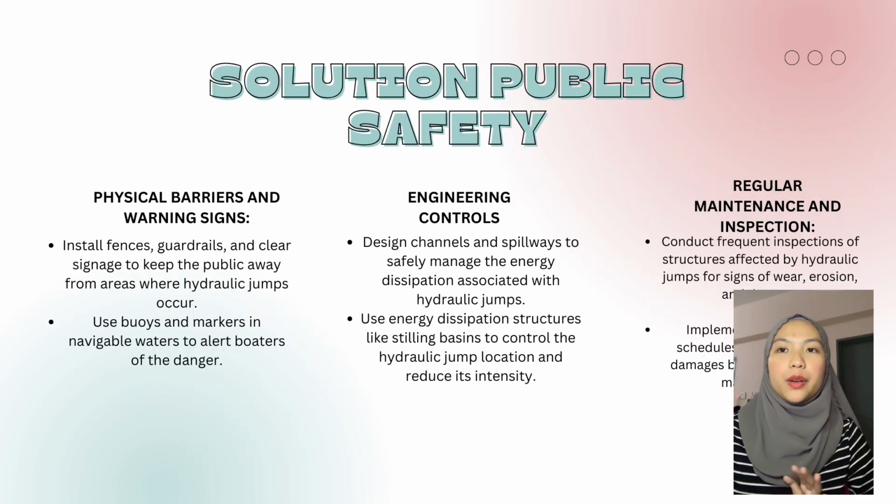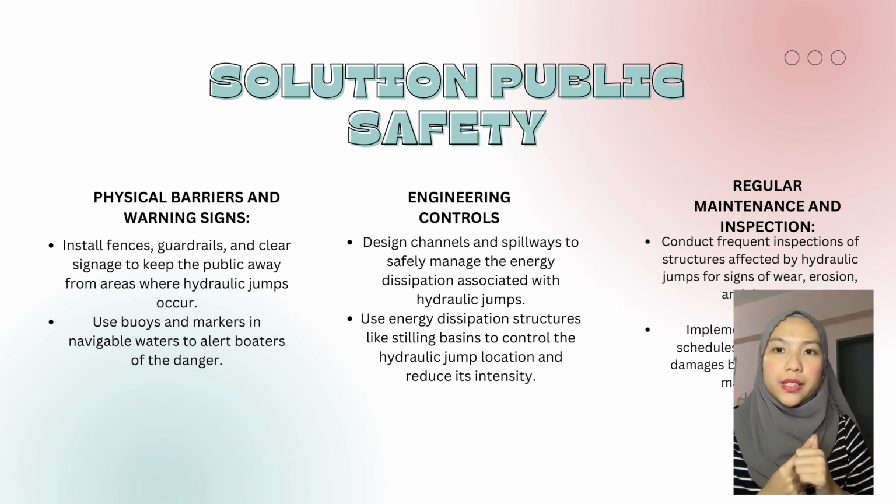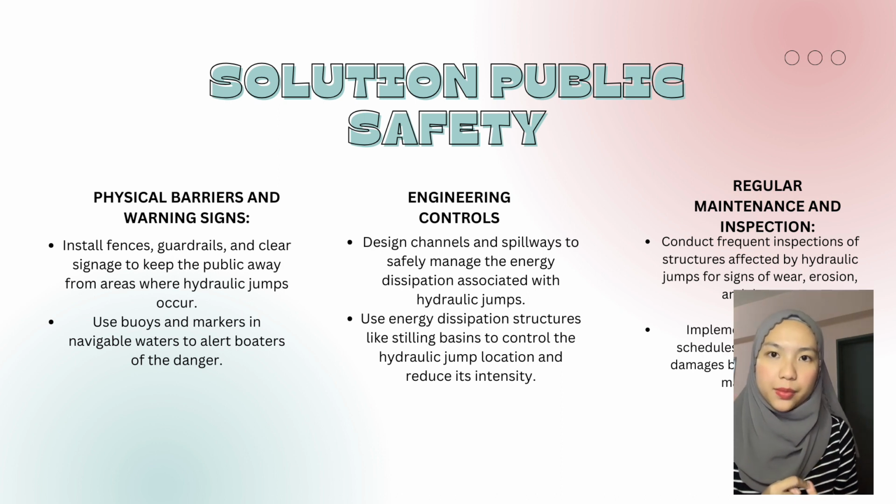So, how can we overcome this problem of hydraulic jump that can affect public safety? First of all, we can use physical barriers and warning signs. This is by installing fences, guardrails, and clear signage to keep the public away from areas where hydraulic jumps occur. Use buoys and markers in the navigable water to alert boaters of the danger.